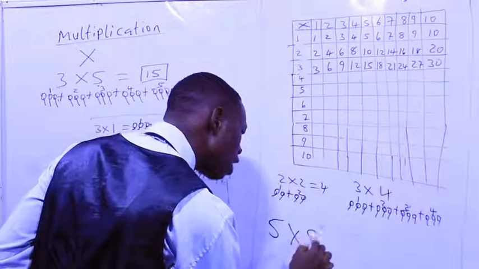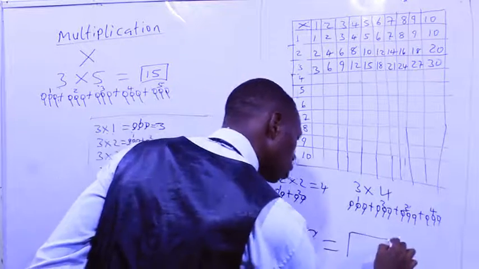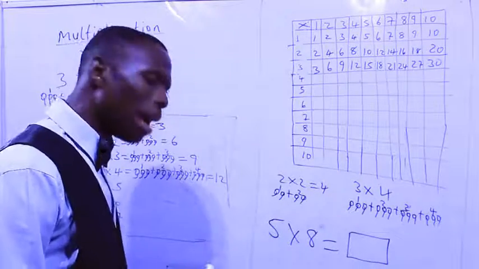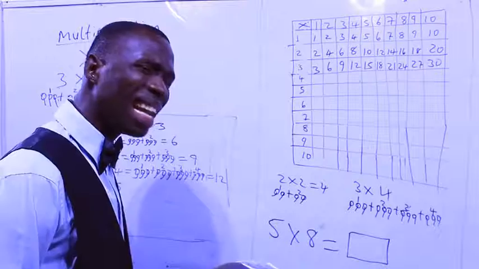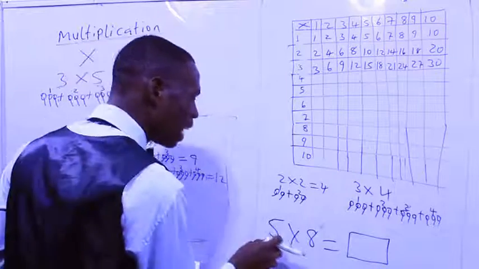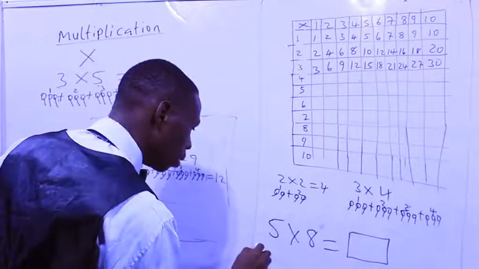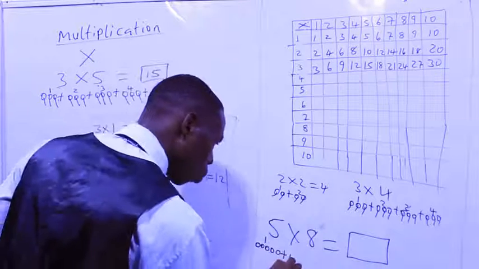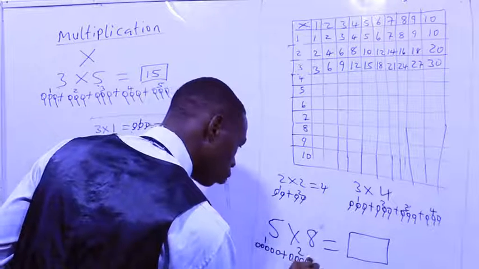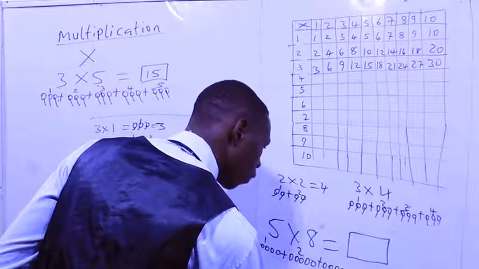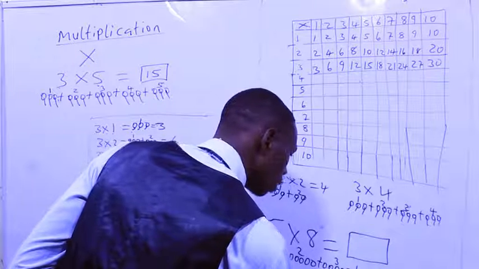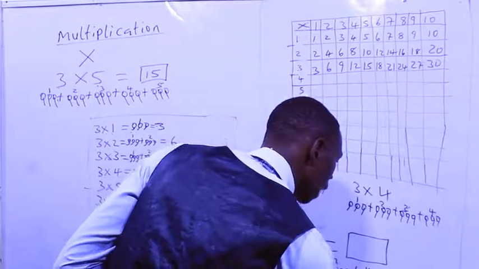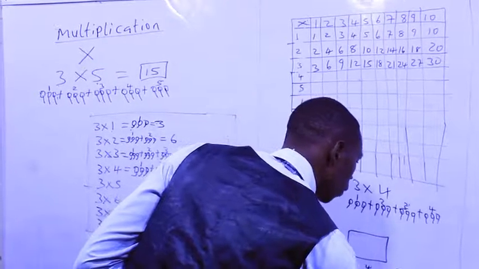like 5 times 8, what will it give us? What is the answer? 5 times 8. Remember, multiplication is repeated addition. That means we will repeatedly add 5, 8 times. 1, 2, 3, 4, 5. I call it 1. Plus 1, 2, 3, 4, 5. 2. Plus 1, 2, 3, 4, 5. 3. Plus 1, 2, 3, 4, 5. 4. Plus 1, 2, 3, 4, 5. 5.